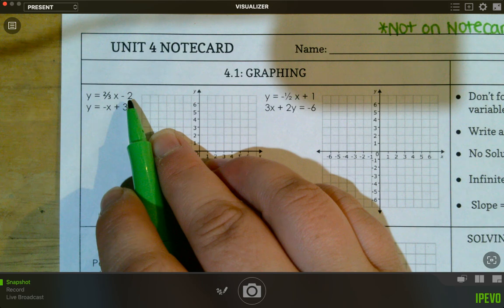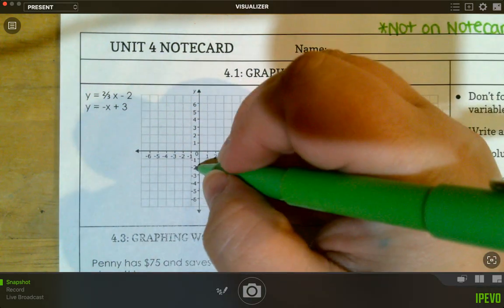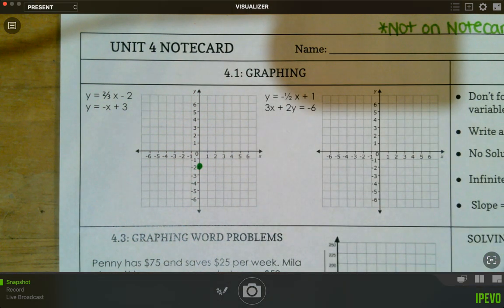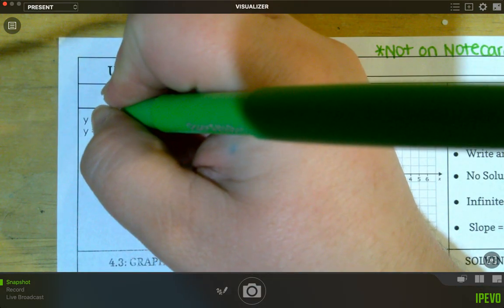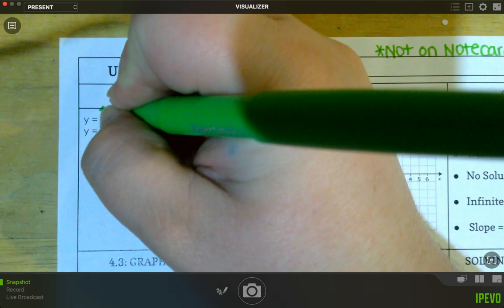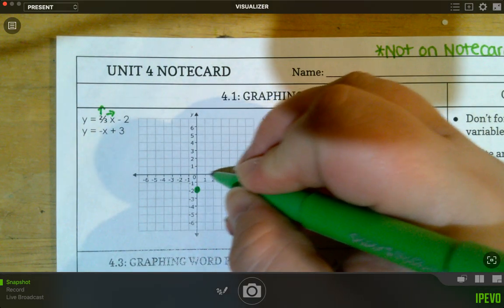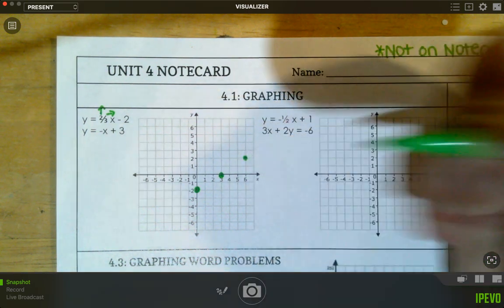The last number tells you where to start on the y-axis. That's a -2. So I'm going to put a point at -2. And then it says, or has a slope of 2/3. This means that you are going to go up 2 over 3. Up 2 over 3. And I'm going to do that all the way across my graph.